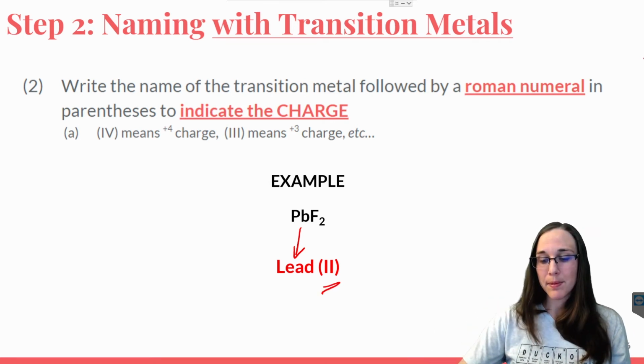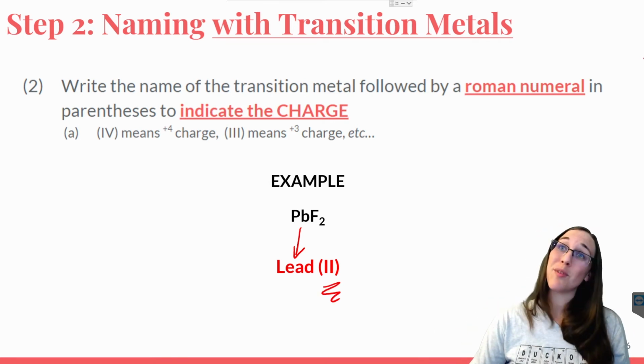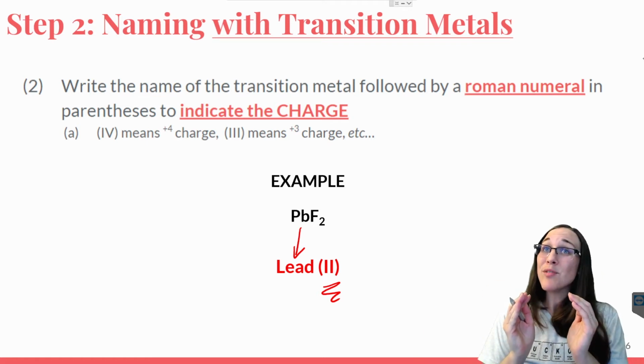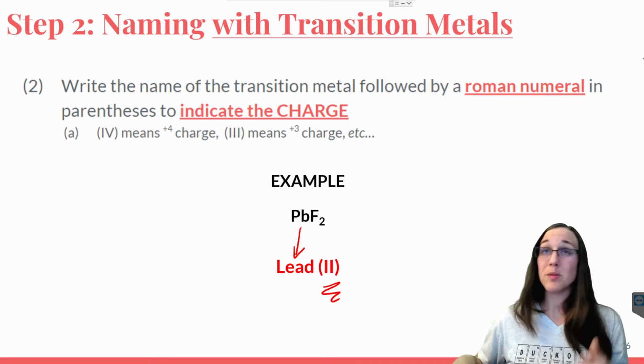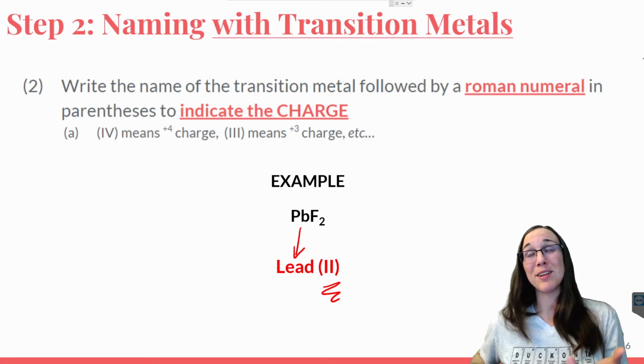And I'm putting that +2 charge that we determined from before in parentheses after lead as Roman numerals. So if you don't know all the Roman numerals 1 through 10, I highly recommend you write them down to be able to use them for naming transition metal ionic compounds.